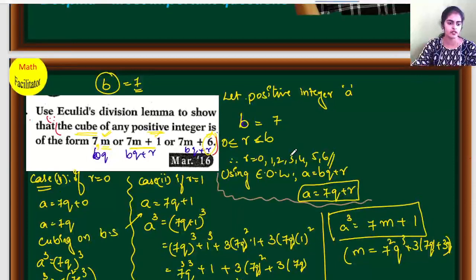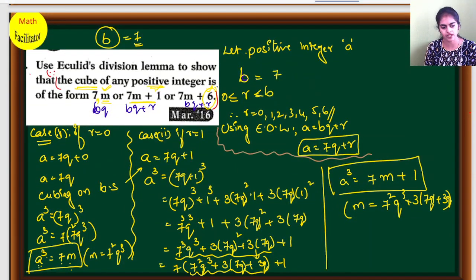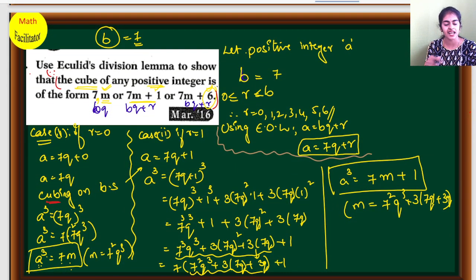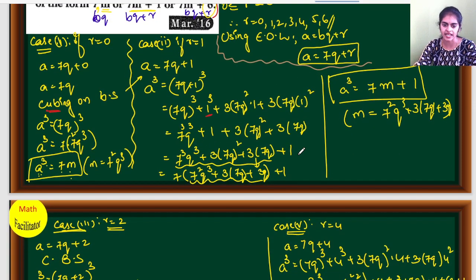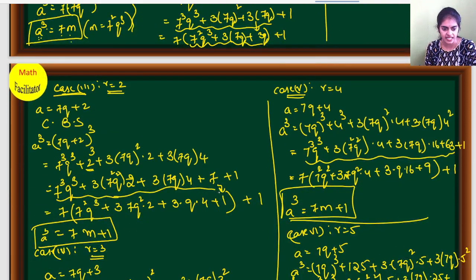Here they are asking you cube of any positive integer, so you are cubing it. If they ask you square of any positive integer, you will simply square it. And one more very important thing you will remember is, whenever you are getting a number, now here 1 is less than 7, so you don't do anything, you will directly take common from all the other numbers. Now here 8, you see 8 is greater than 7, so you will split 8 as 7 plus 1, take 7 common and write this 1 as it is.